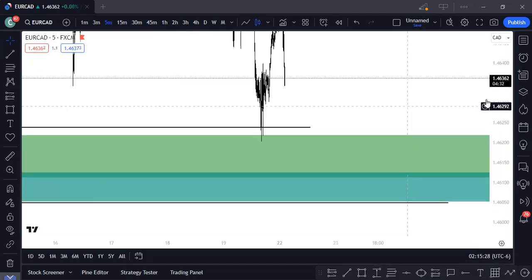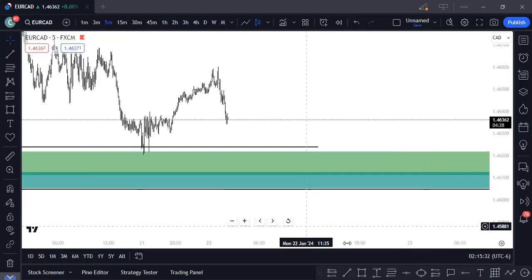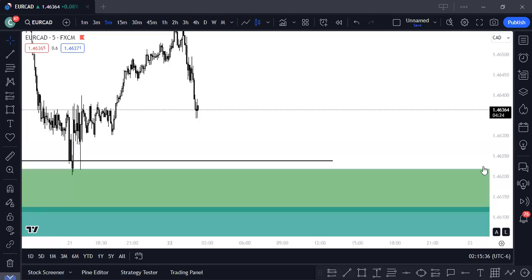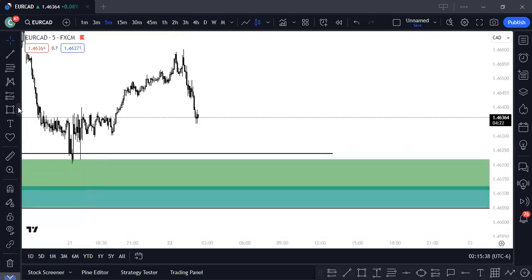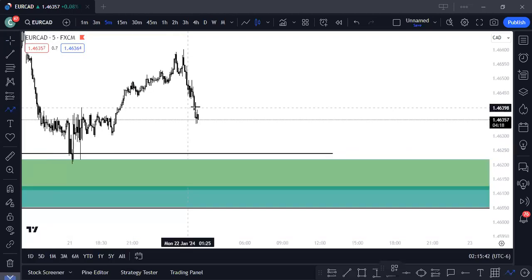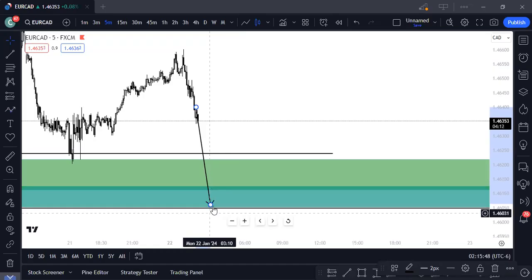So let me change the color. So what am I anticipating? I'm anticipating price to come back down here, down to my demand level, because price must always buy and sell from a demand or supply level. That is my rule for supply and demand. So the price will come here, right, and then finally buy. That's why I'm still waiting for this trade.